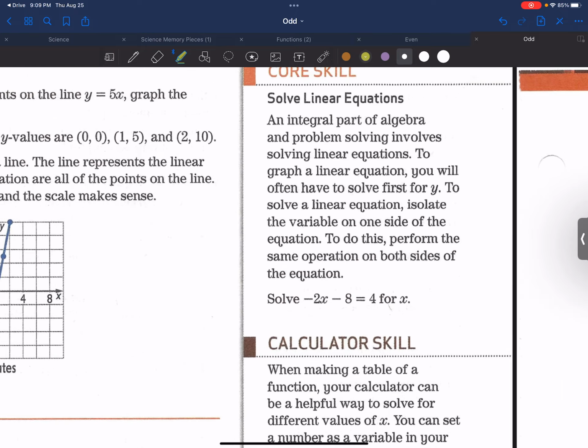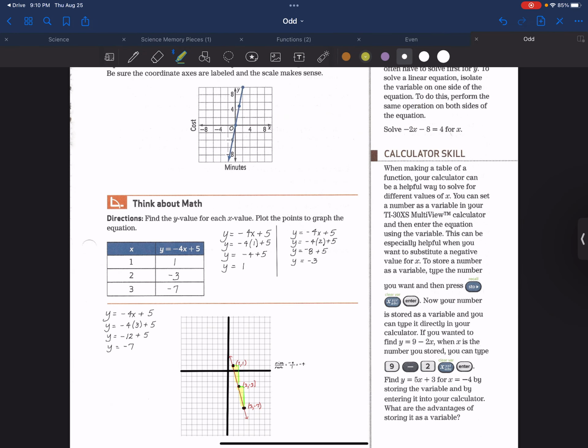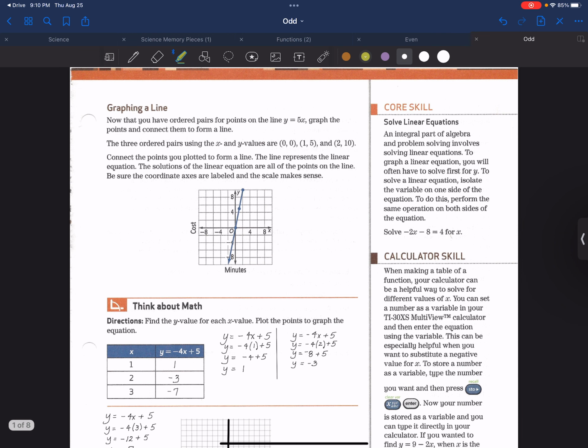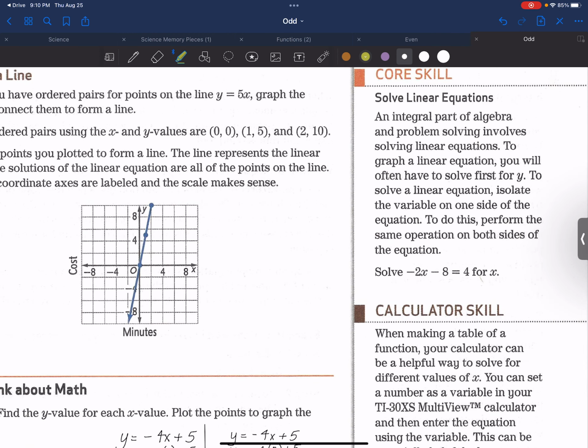Okay, let's take a look up here at this core skill. Solving a linear equation. An integral part of algebra and problem solving involves solving linear equations. To graph a linear equation, you will often have to solve first for y. To solve a linear equation, isolate the variable on one side of the equation. To do this, perform the same operation on both sides of the equation. Now, a lot of students will panic reading that because it sounds so horrific. But let's actually solve it, and you'll see that you already know how to do this.